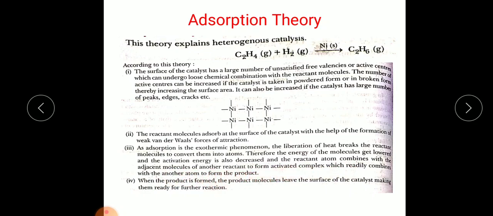So what happens is the reactant molecules break down into atoms, and these atoms combine with other reactant molecules to form an activated complex, which results in the formation of the product. When the product is formed, the product molecules leave the surface of the catalyst, making it ready for further reaction.